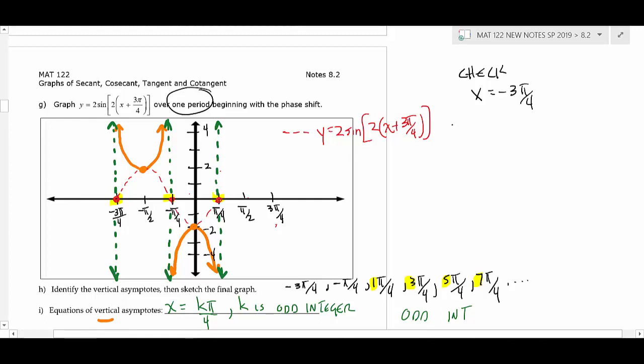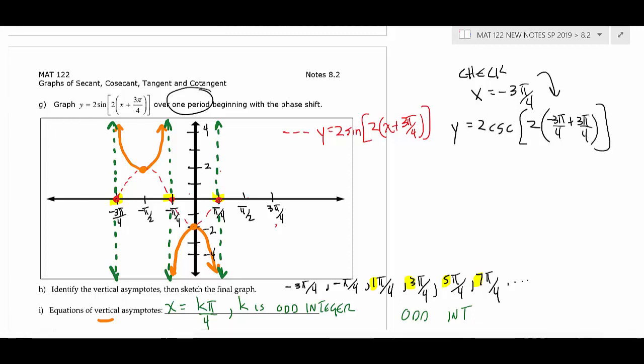Why not? So what we have is y equals 2 cosecant of 2 times, and then plug in the -3 pi over 4 plus 3 pi over 4. Again, I'm just plugging that into the equation. And the reason I do this point is because this is where an asymptote is. So you would end up with y equals 2 cosecant.